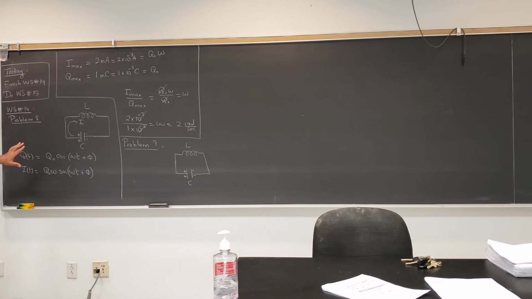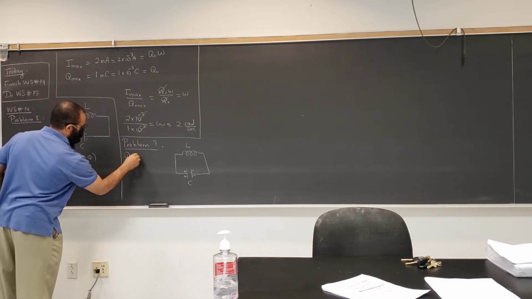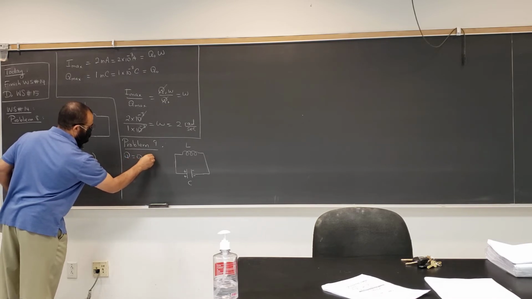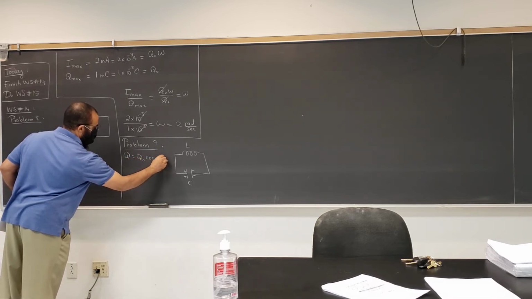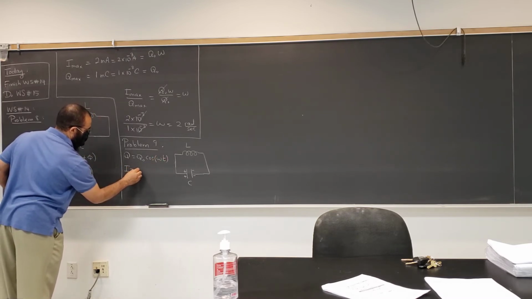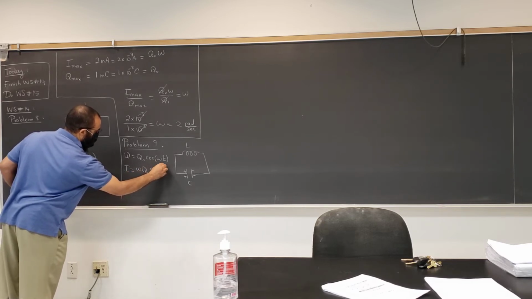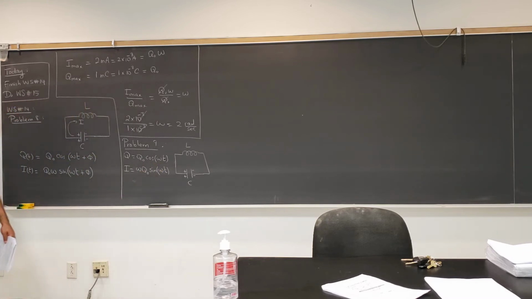Since the capacitor started charged, the initial charge at t equals 0 is q naught. So in this case, phi is 0. Q is equal to q naught times the cosine of omega t, and the current is omega times q naught times the sine of omega t. That's the current and charge as a function of time.